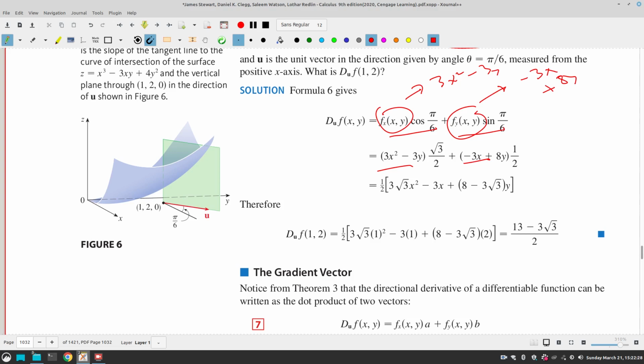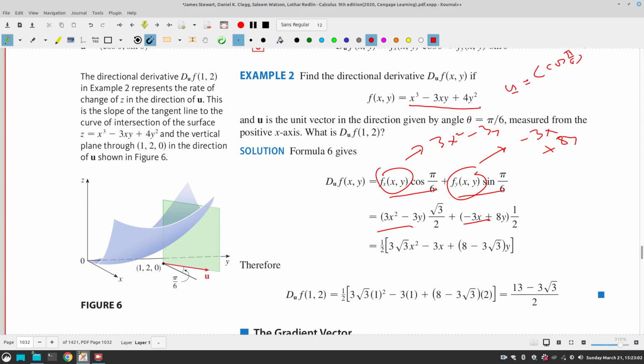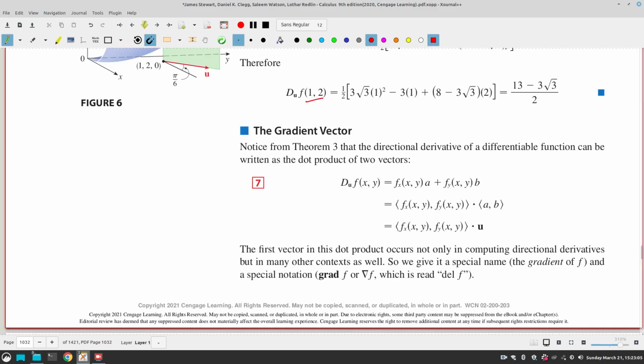And since we're on the surface, if you plug (1, 2) into f, you get 1 minus 6 plus 16, sorry. And then of course you get your z value. And so at (1, 2), the value is 13 minus 3 root 3 by 2.